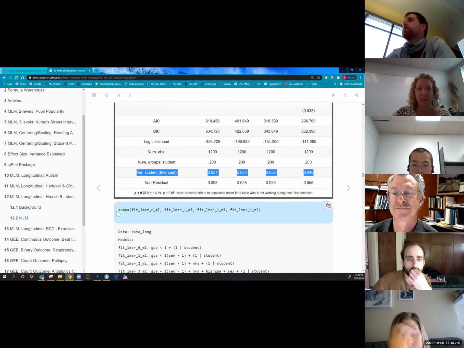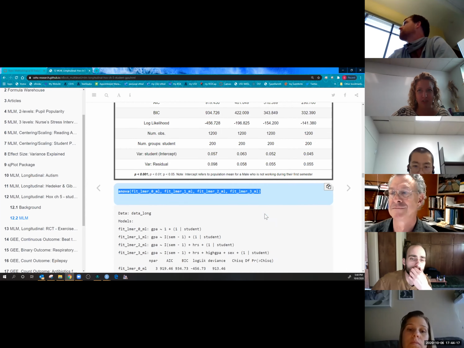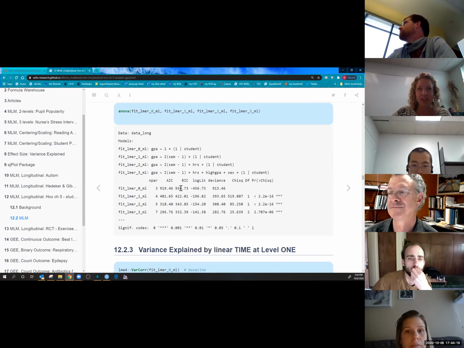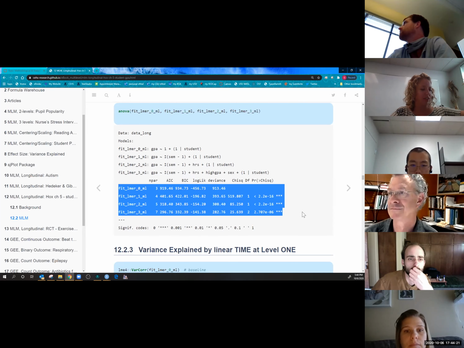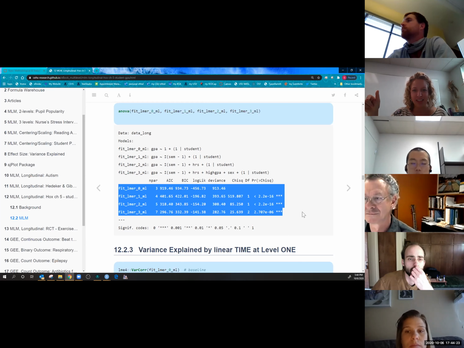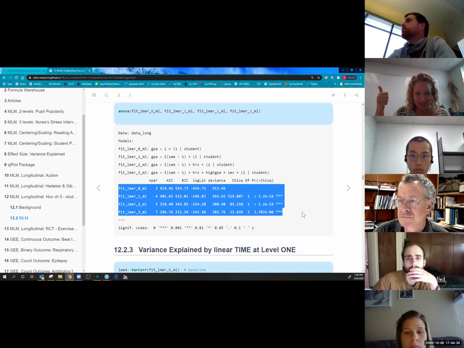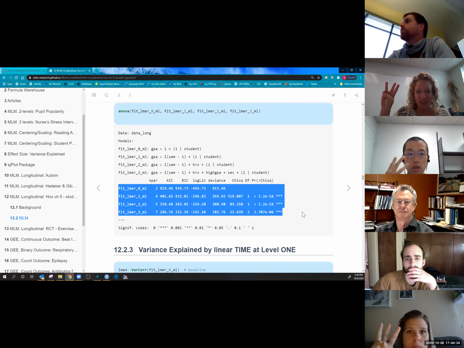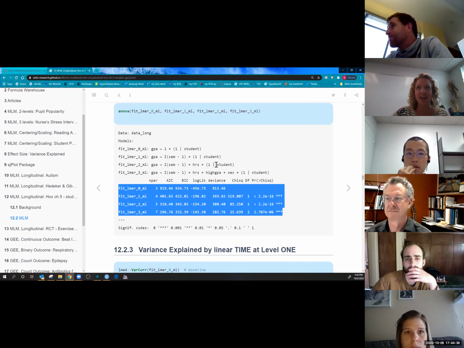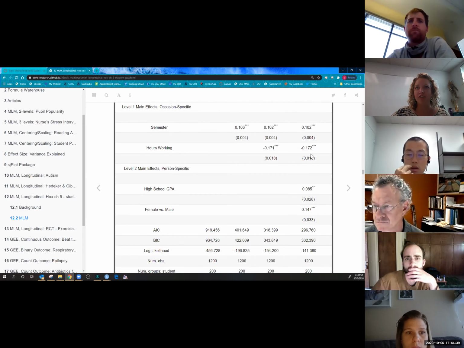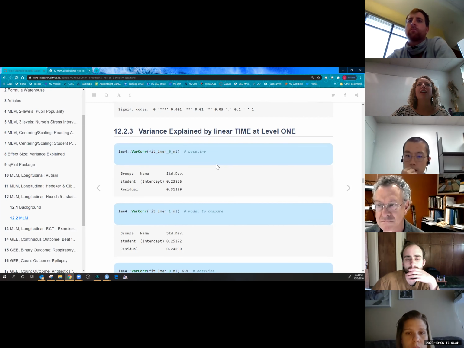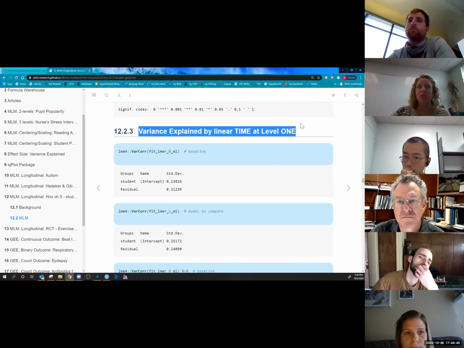Now, of course, we can use that anova command to do the likelihood ratio test. Let's see, what does this tell us about each of our models? As they increase in complexity, it helps the model fit better. So far, what's our best model? The third one, and that has all of those 4 fixed effects. Okay, so variance explained by linear time at level 1.